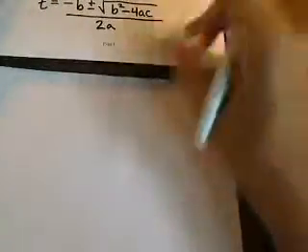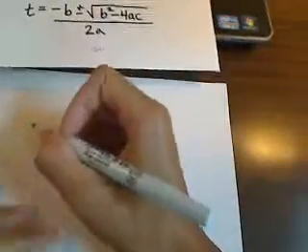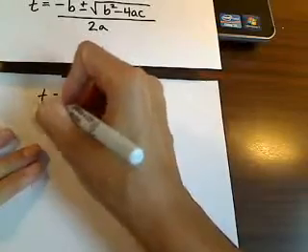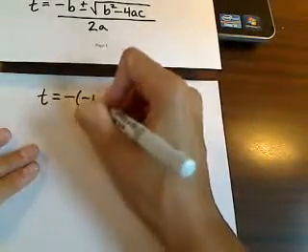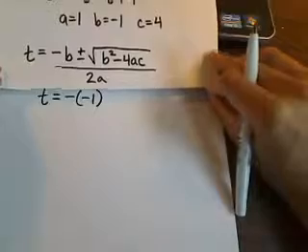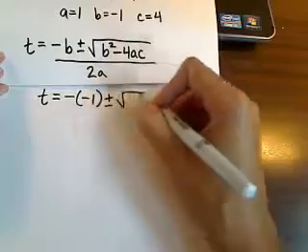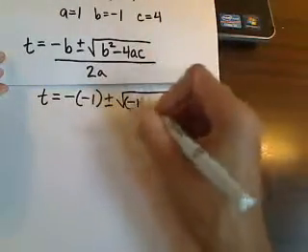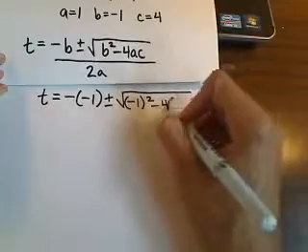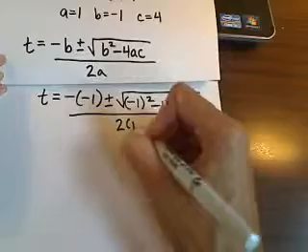So what we're looking at here then is, can you see those? Okay, kind of. So we're looking at t is equal to negative b, and b is a negative 1. Okay, and then we have plus or minus the square root of b squared, so that's negative 1 squared, minus 4 times a is 1 and c is 4, and this is all over 2 times 1.